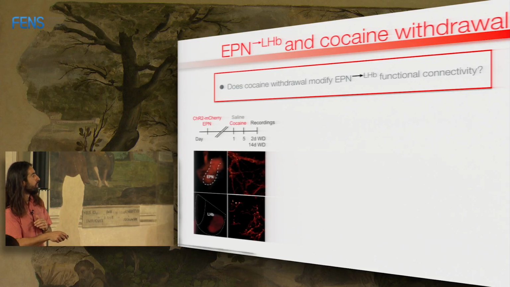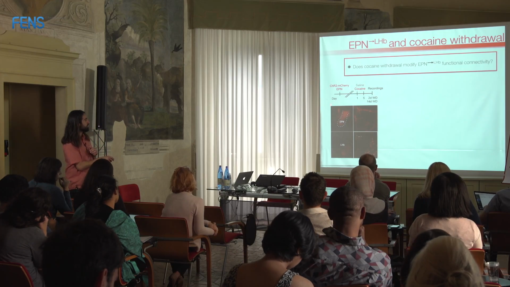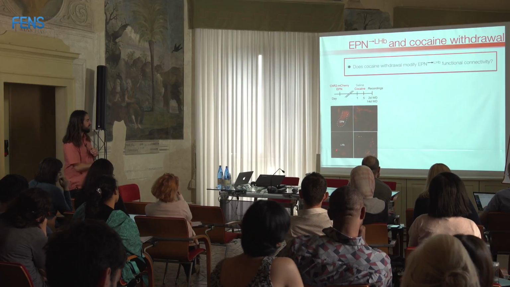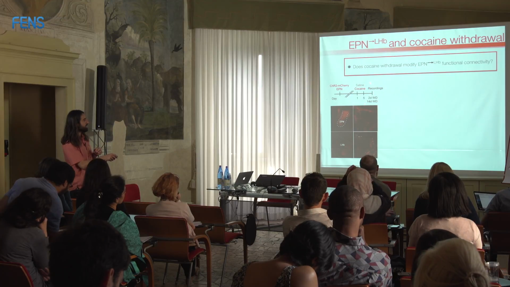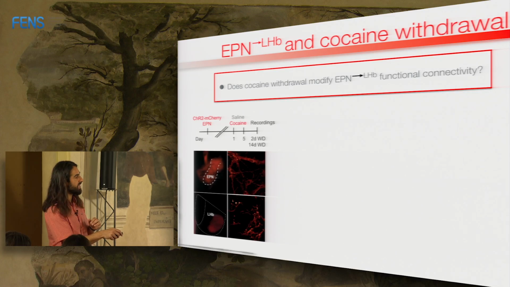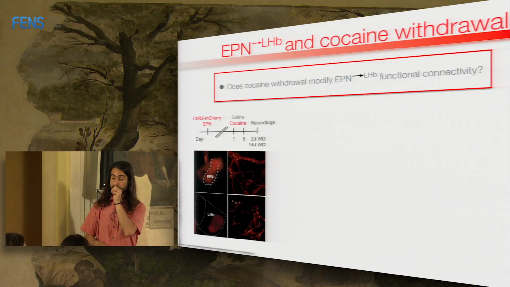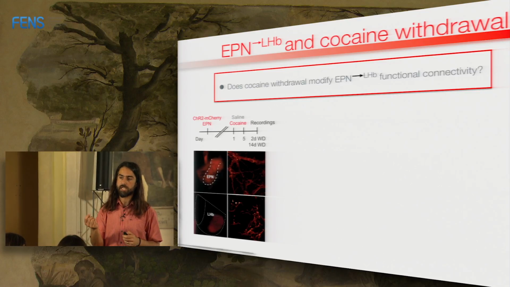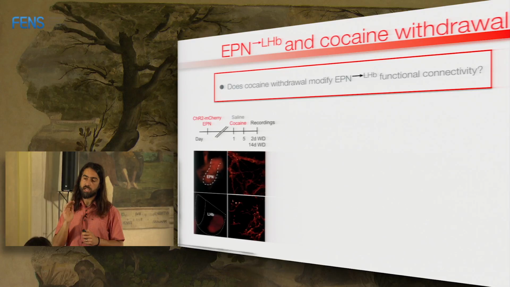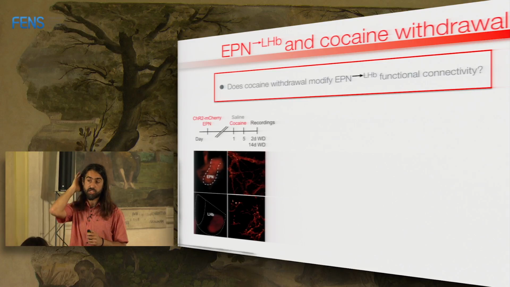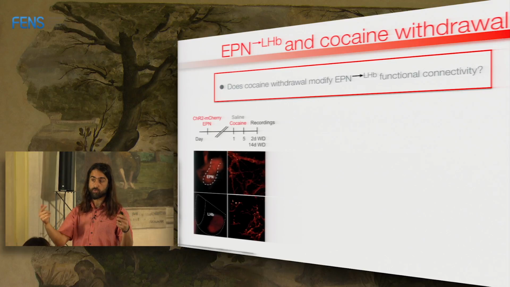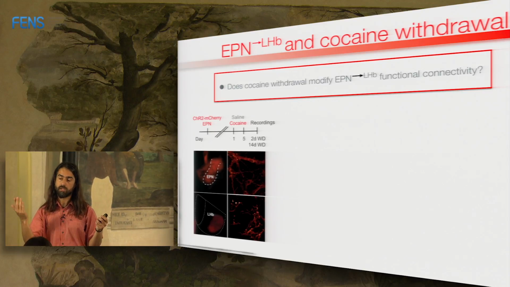So what Frank has done was to inject the channelrhodopsin in the EPN first. Here is the lateral projection in the lateral habenula. Then he injected animals with either saline or cocaine for 5 days and recorded either 2 days or 14 days after the last injection. The prediction here is that if this synapse, EPN to lateral habenula, and especially lateral habenula neurons projecting to RMTg, is implicated in cocaine effects, we would see some sort of change in their efficacy.